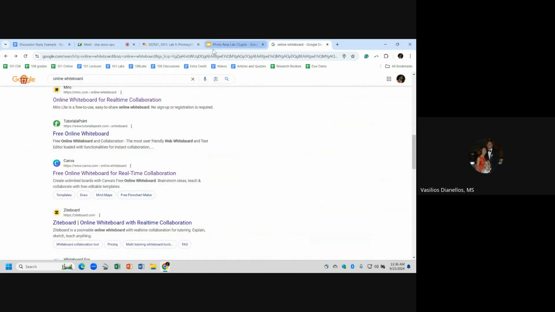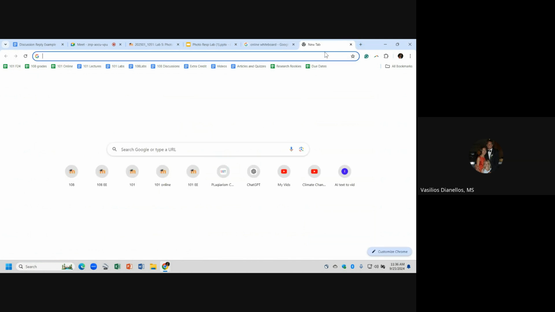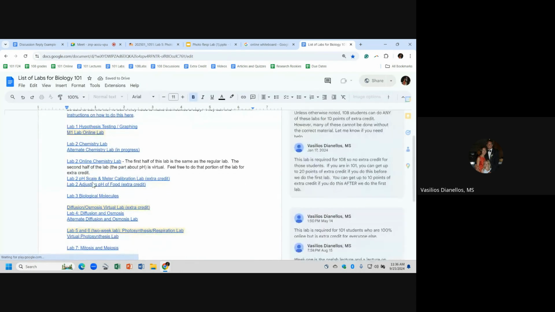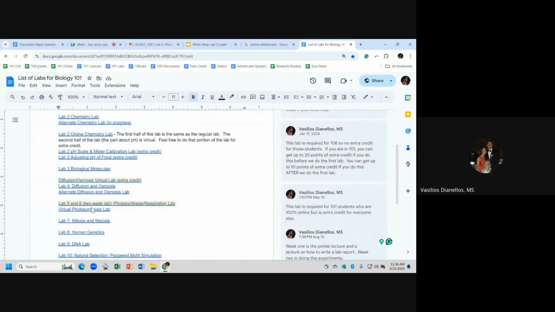All right. Well, you know what I'll do? One last thing. I apologize. Let's just look at the actual lab. This might help. 101 labs. Photosynthesis respiration right here.